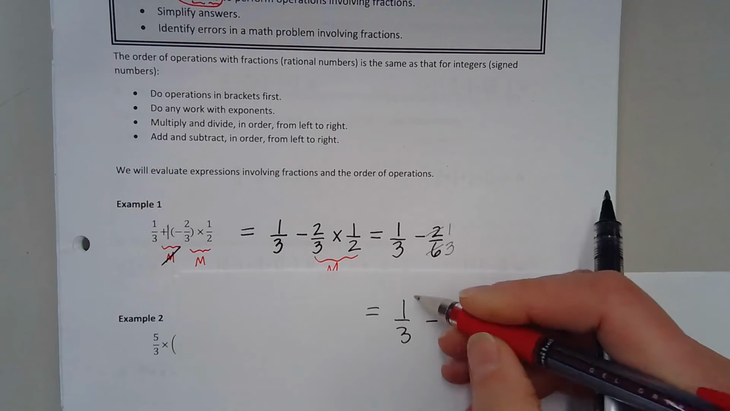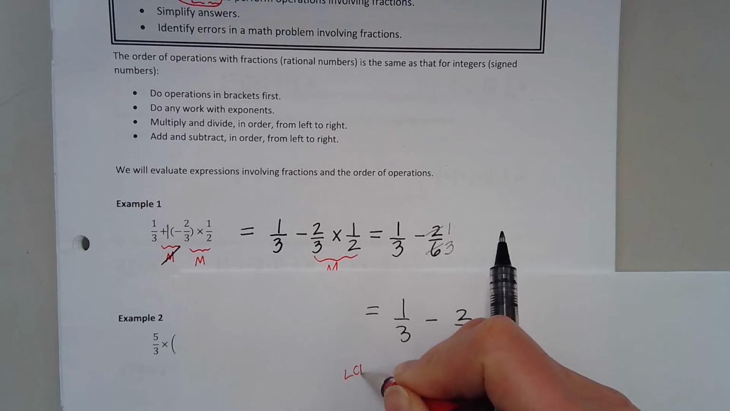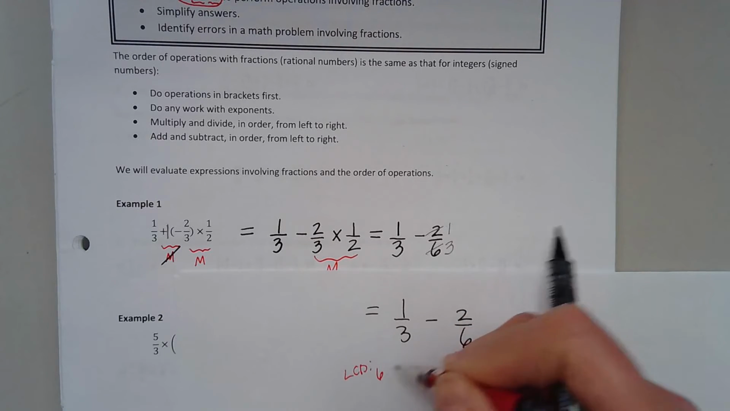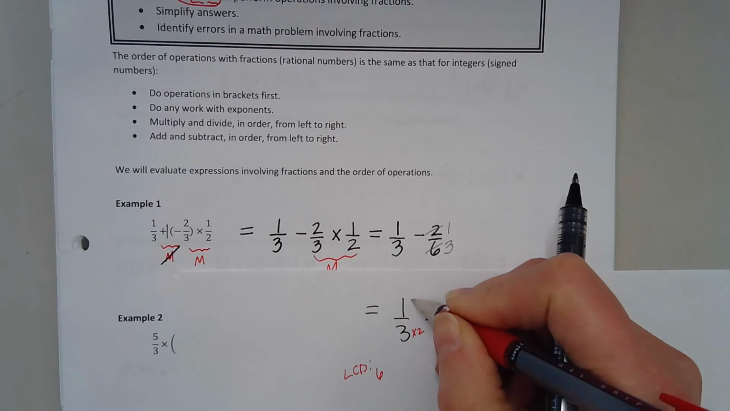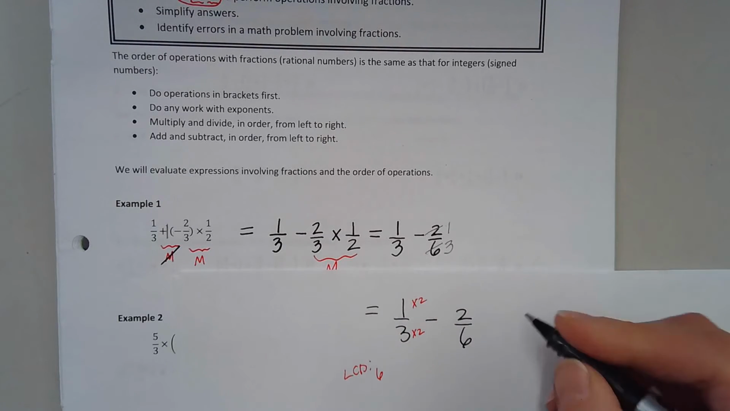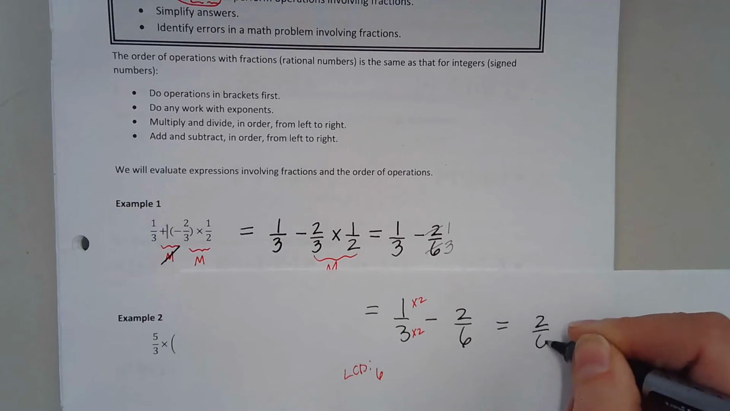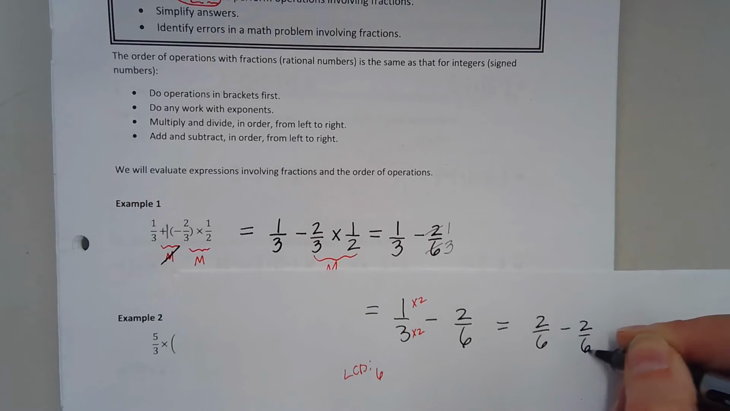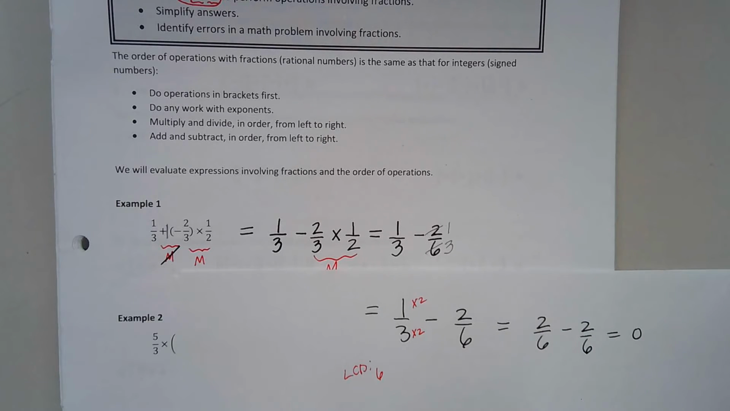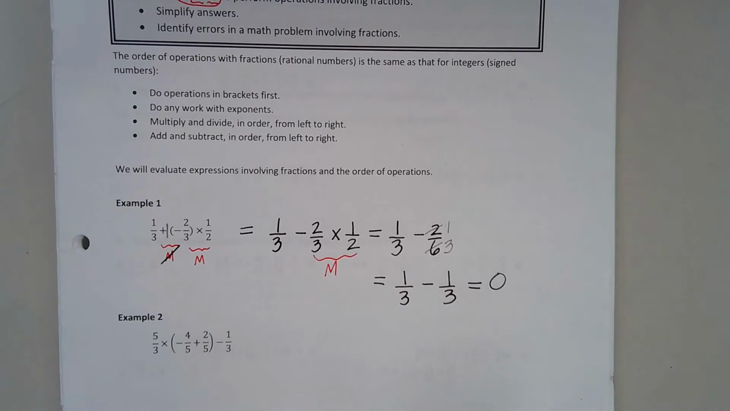Okay, so what am I going to do here? My LCD was 6. So I'm going to do times 2, times 2, right? So I get 2/6 minus 2/6, which is 0, right? It's fine. You might have to do a little more reducing at the end sometimes, but yeah, that's fine too.